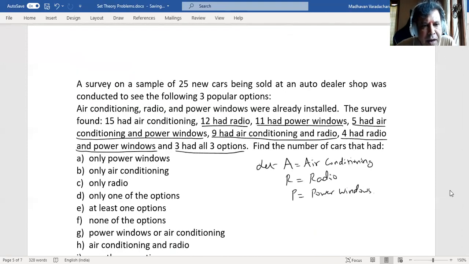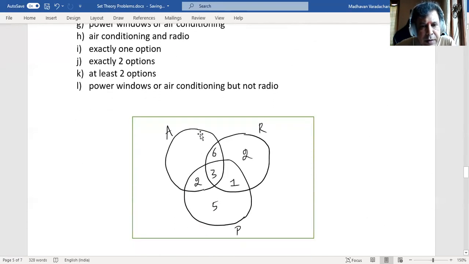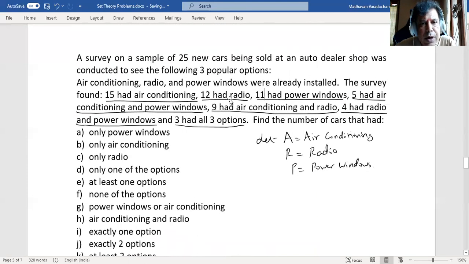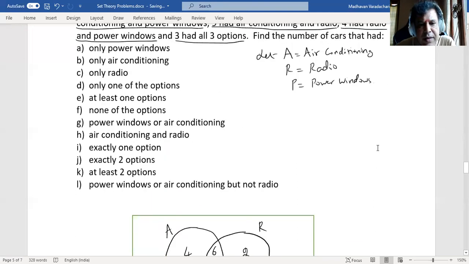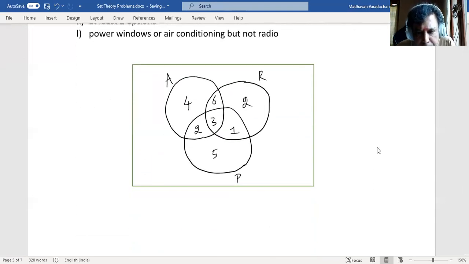Then 15 had air conditioning, means this circle is 15. Already 9 plus 2, 11 is there. 15 means this has to be 4. And then it says 25 new cars were surveyed. That means the universe has got 25, or n of universe is 25.